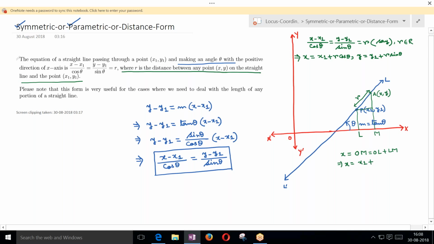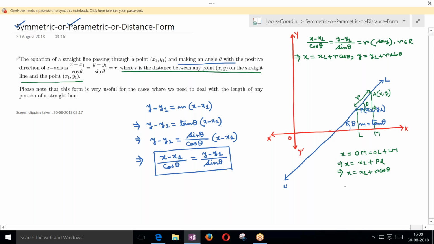Now let's find LM. LM is nothing but PQ, suppose we give this point the name Q. So what is PQ? If this angle is theta, then this angle is also theta. So PQ should be r cos theta. So x is equal to x1 plus r cos theta. In a similar manner, you will find that y is equal to y1 plus r sin theta.